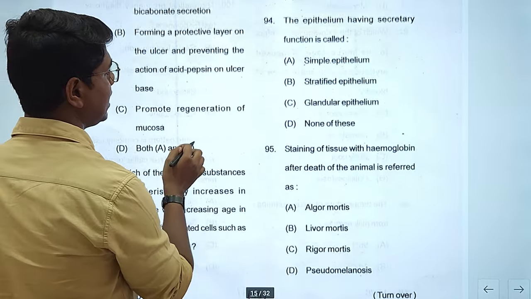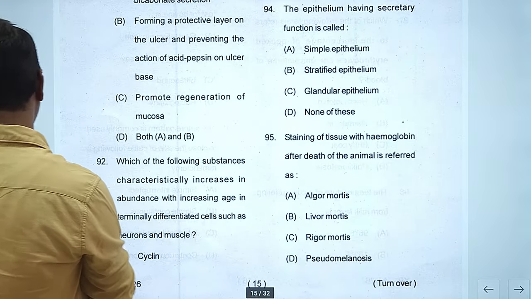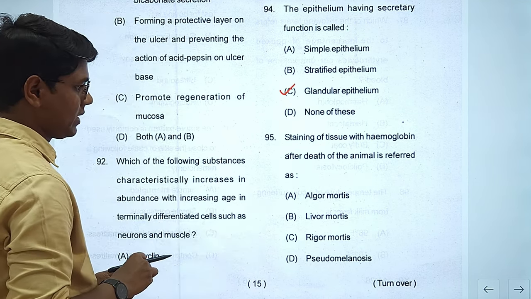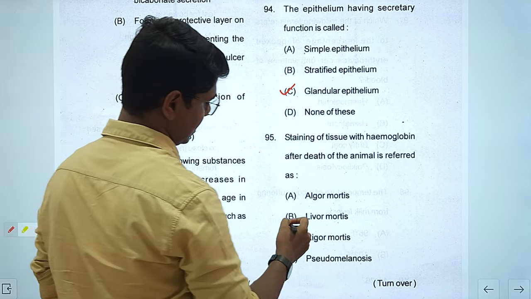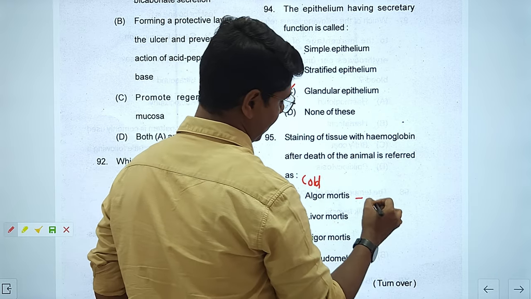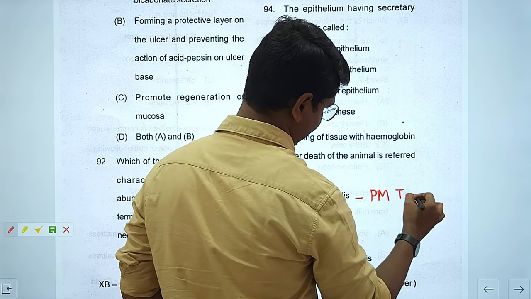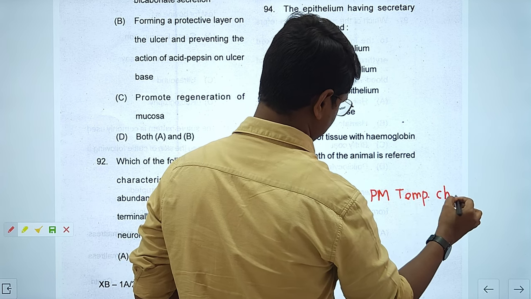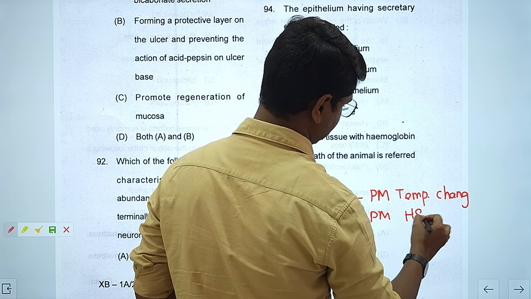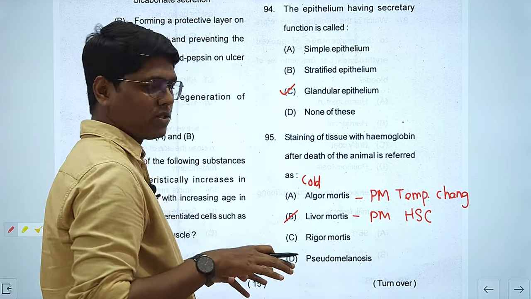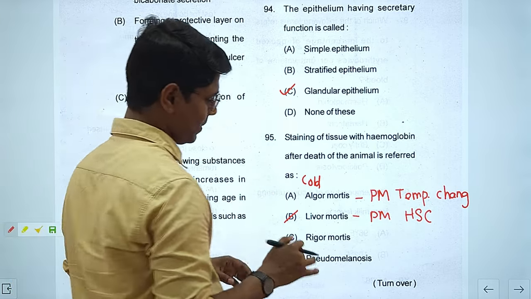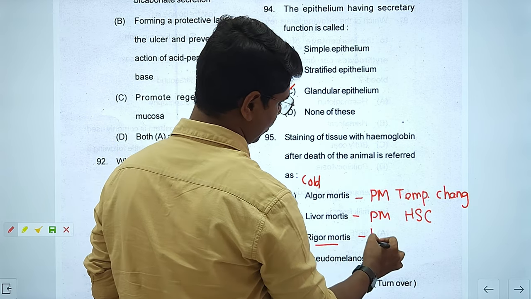Next question. The epithelium having secretory function is glandular epithelium. Staining of tissue with hemoglobin after death of the animal is referred to as livor mortis. Okay, algor mortis, algor means cold. Algor mortis is basically postmortem temperature change. Livor mortis is postmortem hypostatic congestion. Due to the hypostatic congestion, especially the skin and nearby structures will change color or staining will happen. That is livor mortis. Rigor mortis is postmortem stiffening.